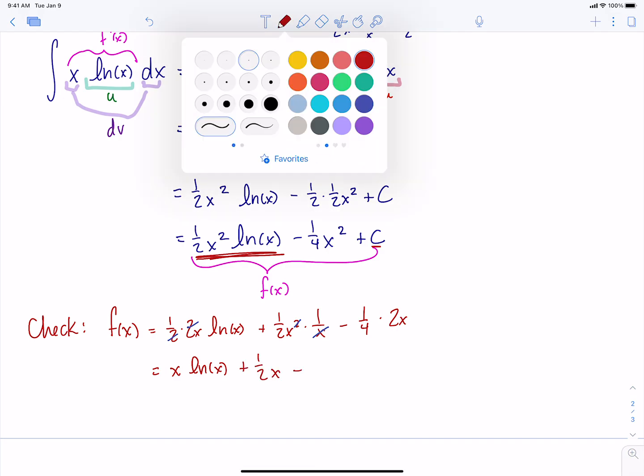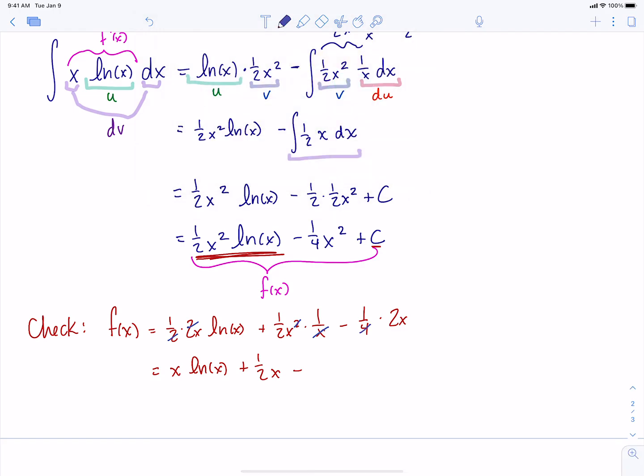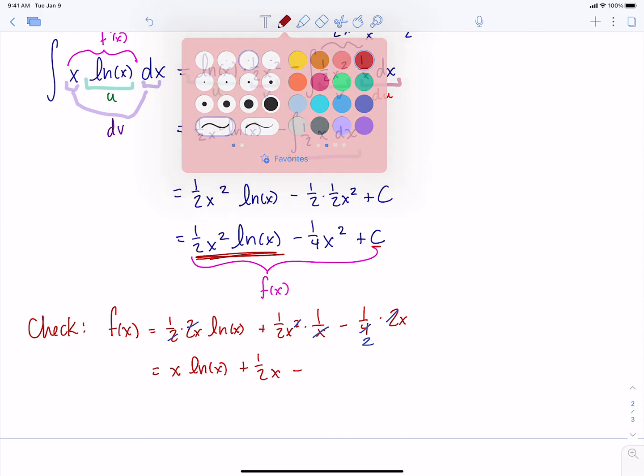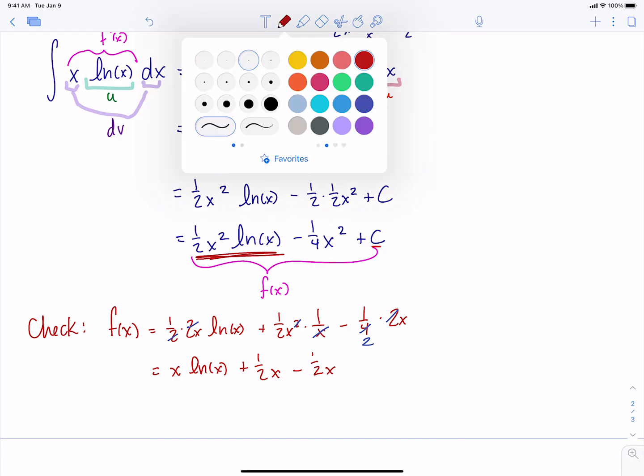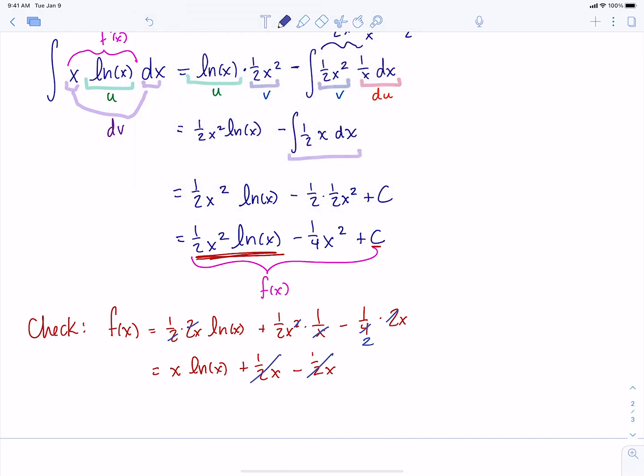And then minus, in our last term, we've got a 4 there and a 2 there, so that leaves us with a 1/2. And so we've got 1/2 x, and then we've got plus or minus, and those two cancel, and we're left exactly with what we took the integral of.